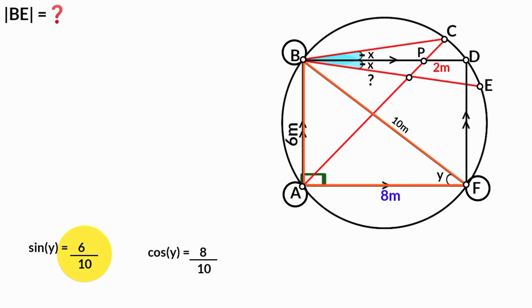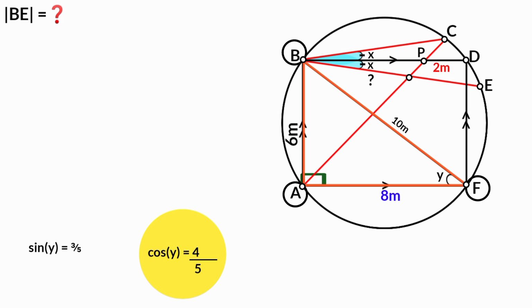Here 6 is the same as 3 times 2 and 10 is 5 times 2. This 2 cancels this 2. So sin y equal to 3 over 5, and here 8 is the same as 4 times 2, while 10 is 5 times 2. This 2 cancels this 2.